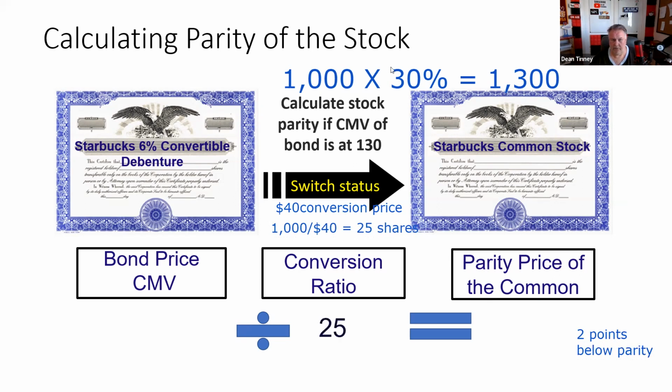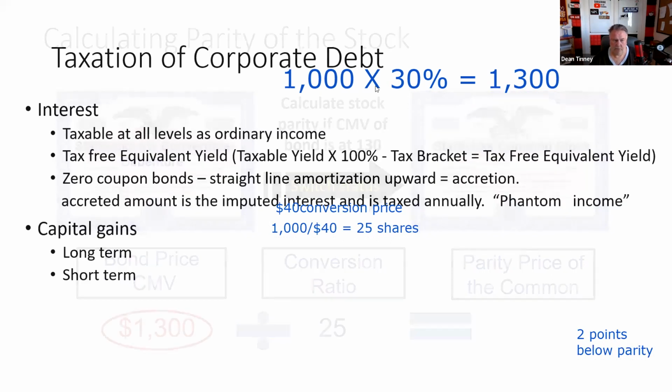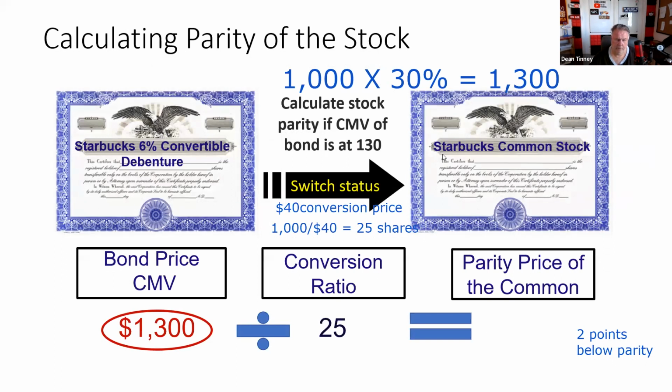Right. And so now we're going to take the 1,300 and divide by 25. And then we find out that parity is 52. And what is 2 points below that? Remember, that was the question. And you would tell me that the stock is at 50. That's the current market price, because that's 2 points below parity. So that's about as hellacious as I think it can get.